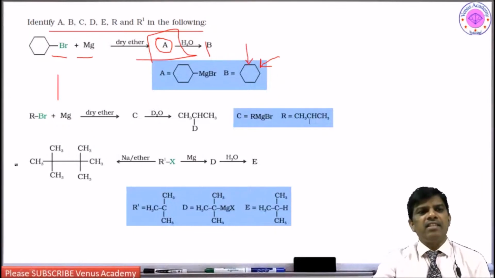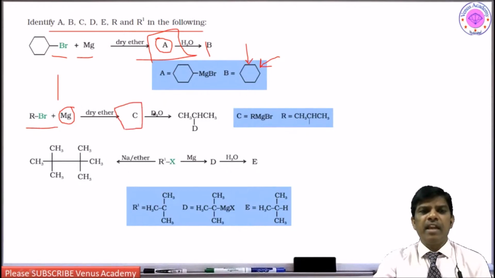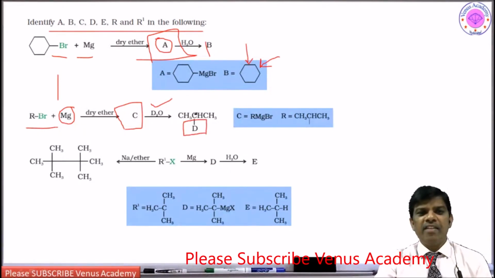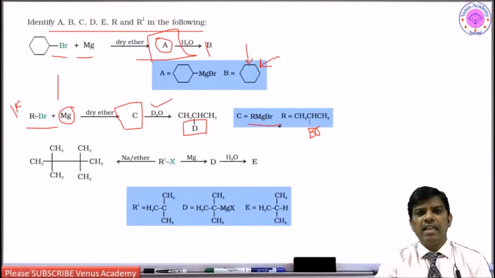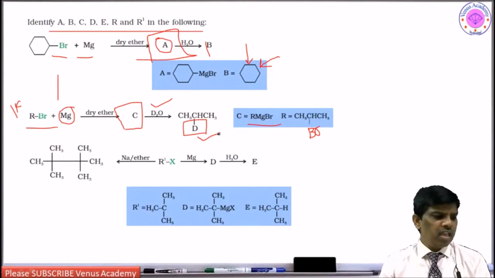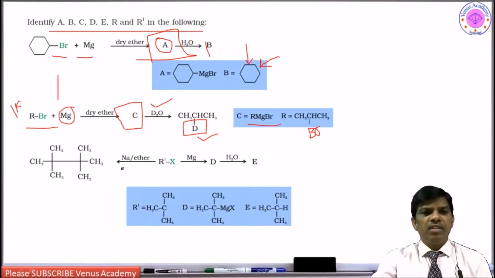Yes students. Next, same reaction: an alkyl halide in presence of magnesium and dry ether is going to form alkyl magnesium halide. When you treat this alkyl magnesium halide with deuterated water, D2O, you are going to get a deuterated product. They have given propane, so they are asking what is R. This is one of the ways to prepare deuterated alkanes.